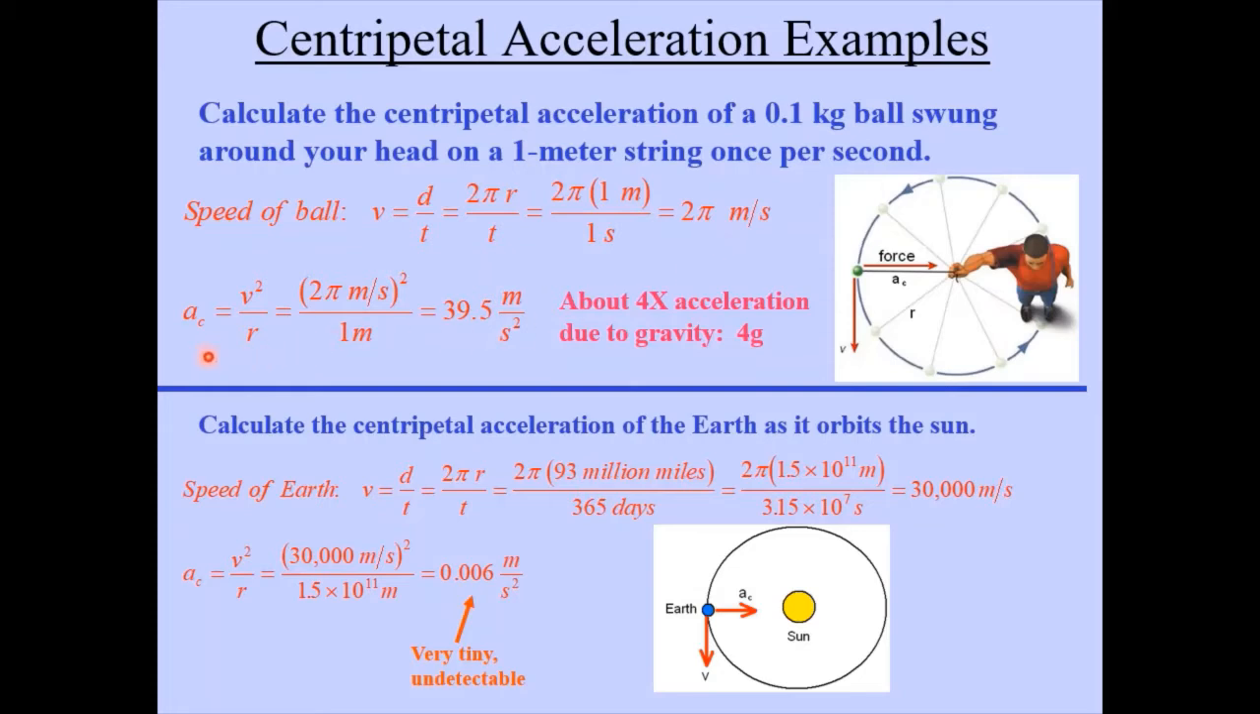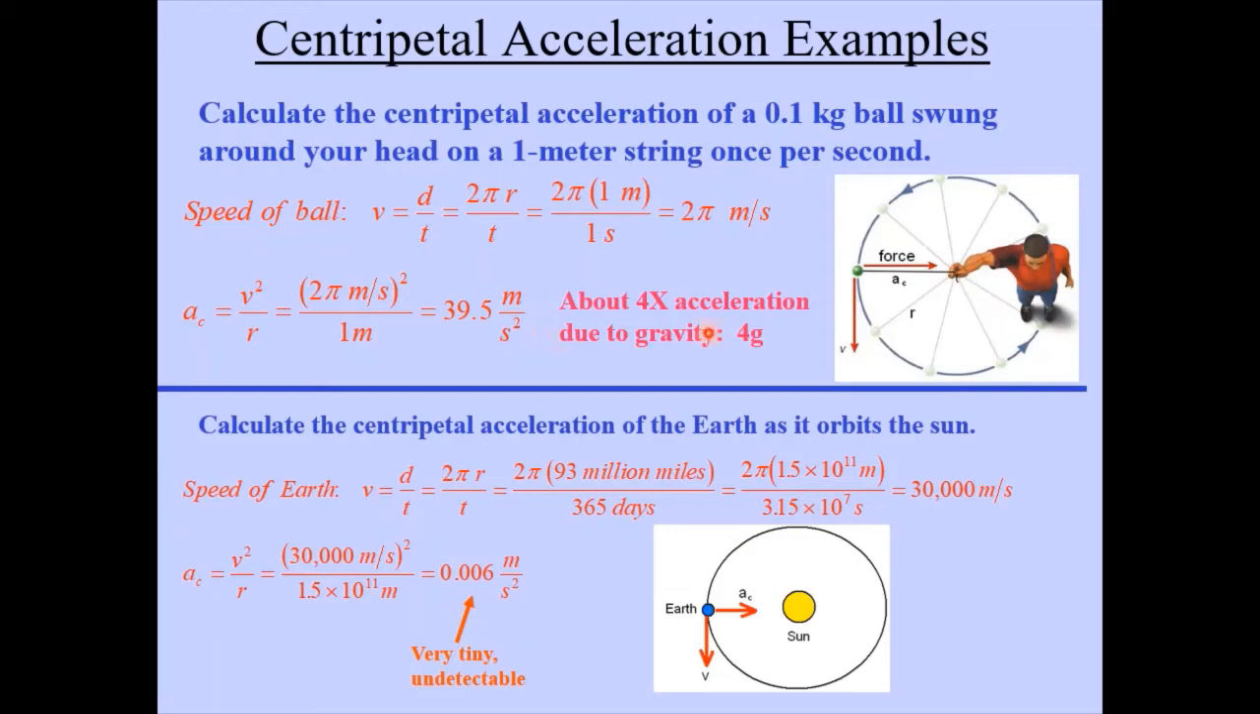So now we can calculate the centripetal acceleration. v is equal to 2 pi, but remember we have to square that. So on our calculator, we're going to multiply 2 times pi. You have a button on your calculator for pi, or you can type in 3.14. That's close enough. And we remember to square that result, and then we divide by 1, which really doesn't do anything. And we end up with 39.5 meters per second squared.